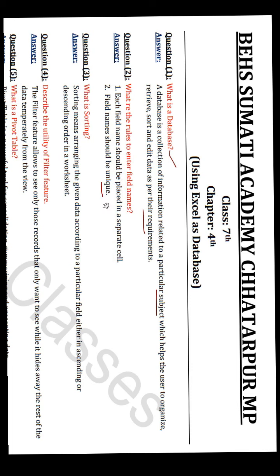Next question is, what is sorting? Sorting means arranging the given data according to a particular field either in ascending or descending order in a worksheet. Next question is, describe the utility of filter feature. The filter feature allows to see only those records that one wants to see, while it hides away the rest of the data temporarily from the view. Next question is, what is the pivot table? So pivot table is a powerful tool for consolidating, summarizing and representing data.